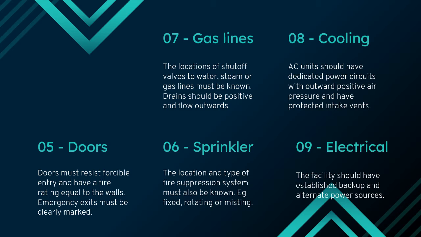Seven, gas lines. The location of shut-off valves to water, steam, or gas lines must be known. Drains should be positive and flow outwards so they do not carry contaminants into the facility. Eight, cooling. Air-conditioned units should have dedicated power circuits with outward positive air pressure and protected intake vents. This allows the toxins to be carried away from entering the facility.